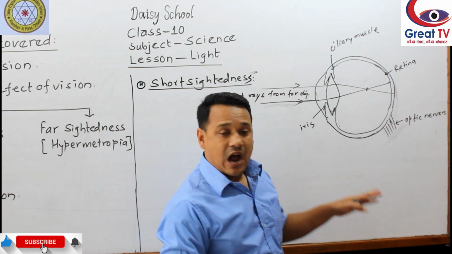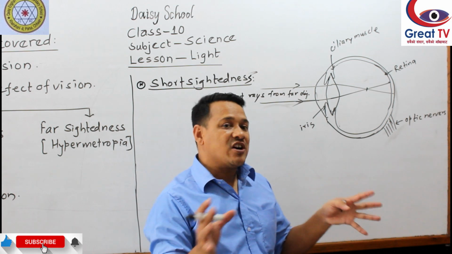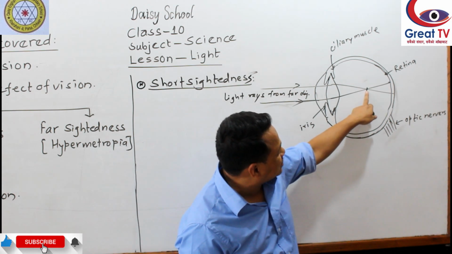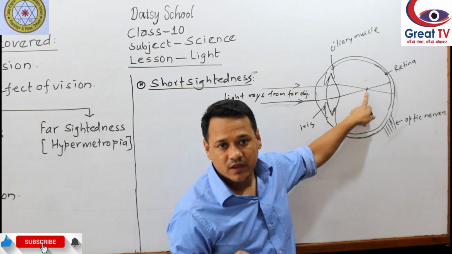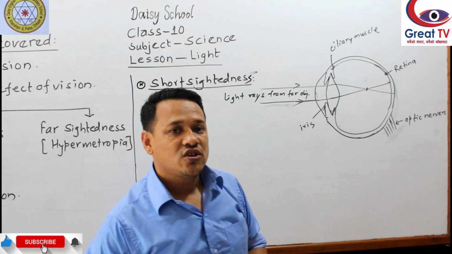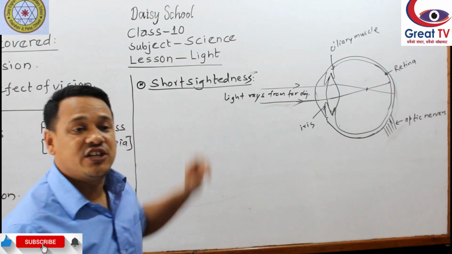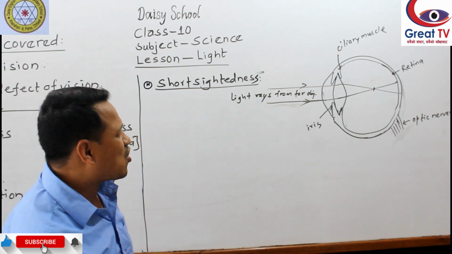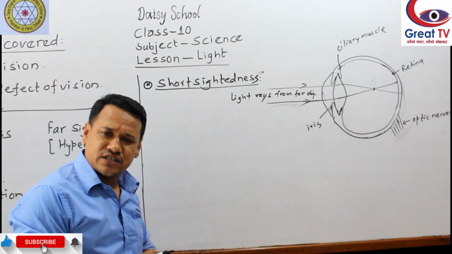So how do we identify short-sighted defected eyes? If the light rays intersect inside the eyeball, before the retina, then that is a short-sighted defected eye. So what are the causes of short-sightedness?